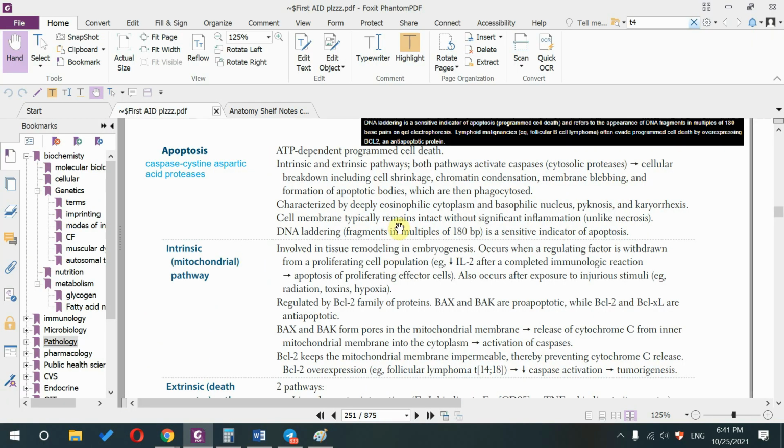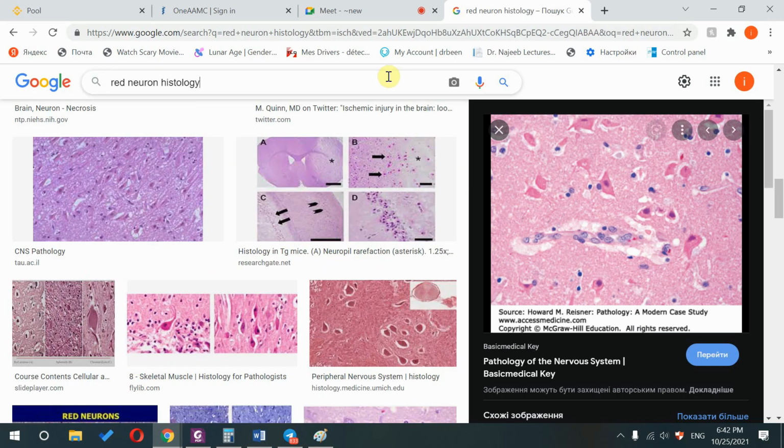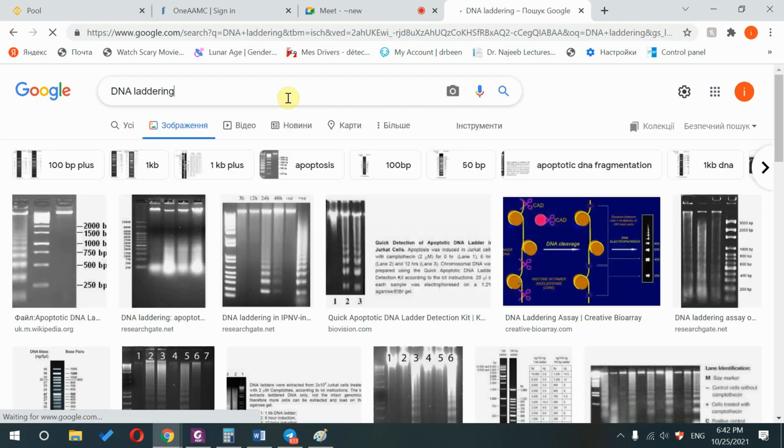Okay, so let's go back here. To make it simple, apoptosis is followed by acute inflammation, necrosis is not. So the last thing I want you to know about is DNA laddering. In First Aid, they say DNA laddering, fragments in multiples of 180 bp, is a sensitive indicator of apoptosis. When a student reads this, they just become like, what the hell is that? I never heard of such a concept. And you are kind of right.